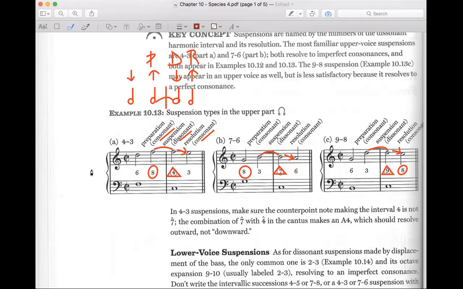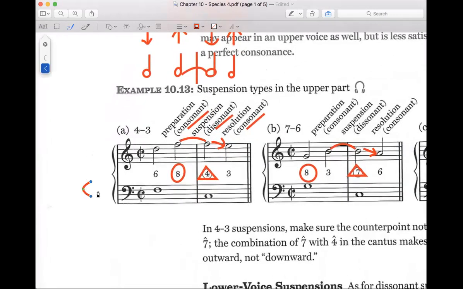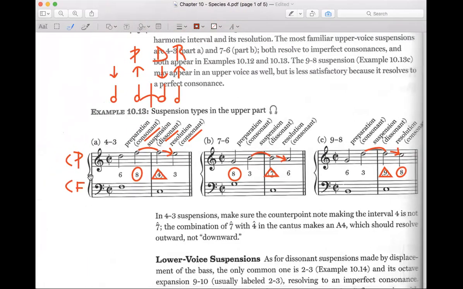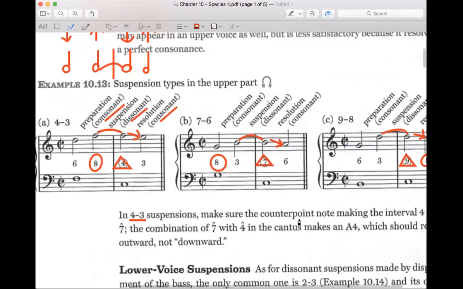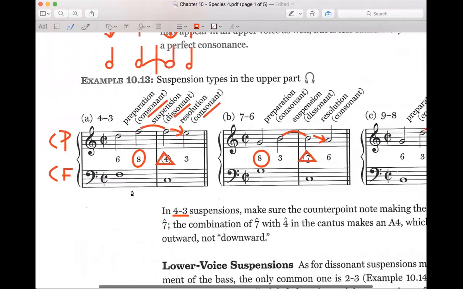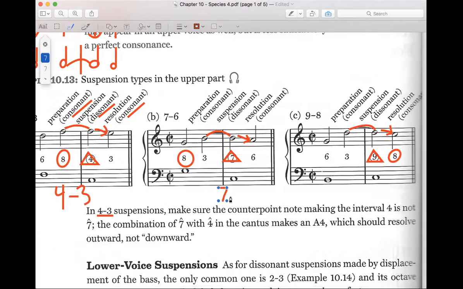When the cantus firmus is below and the counterpoint is above, you're going to primarily have these three figures. It will either be a 4-3 suspension. It's written right here, 4-3. A 7-6. They don't write it down there, but we could write it ourselves. 4-3 suspension. You might take these notes. 7-6 suspension. Or a 9-8 suspension.